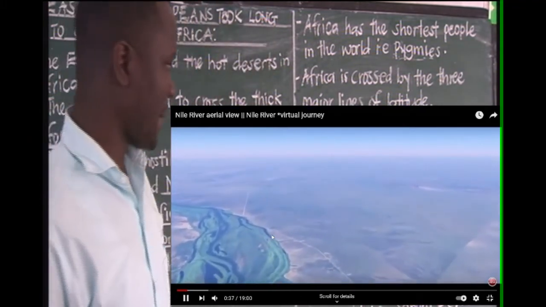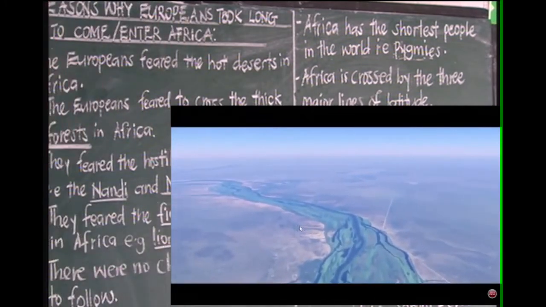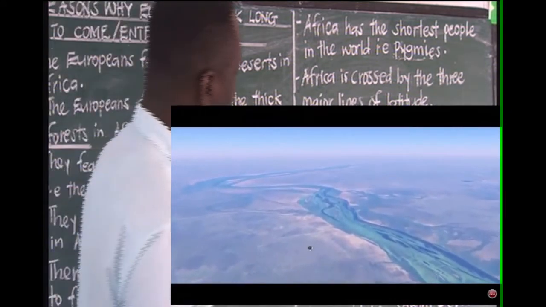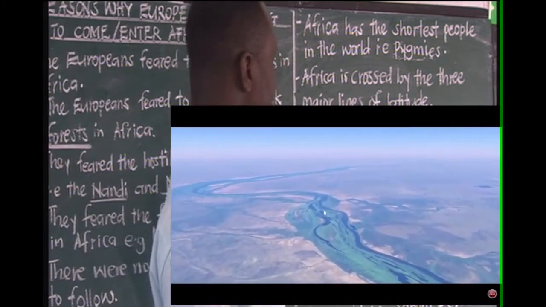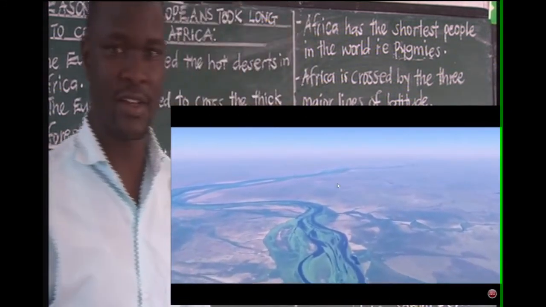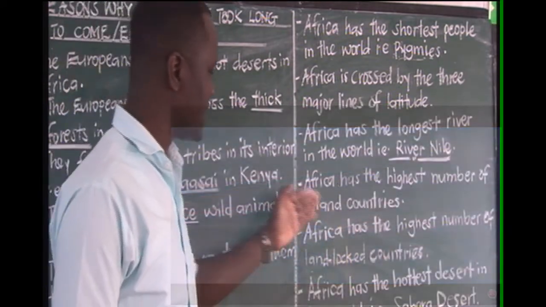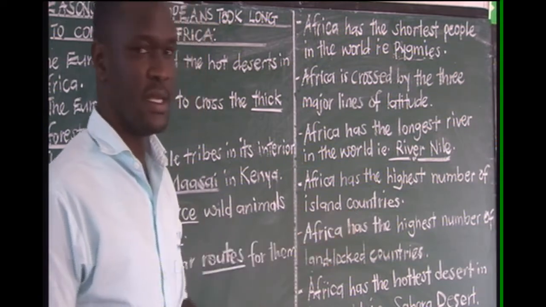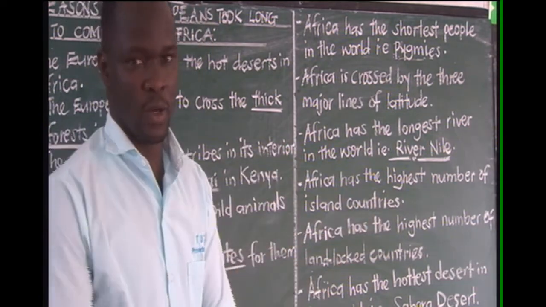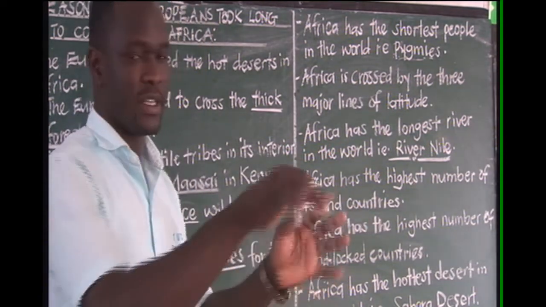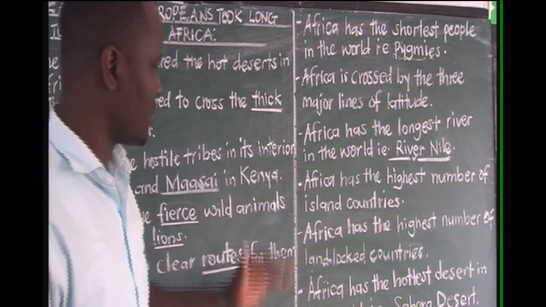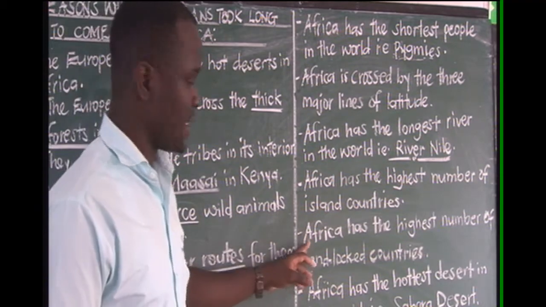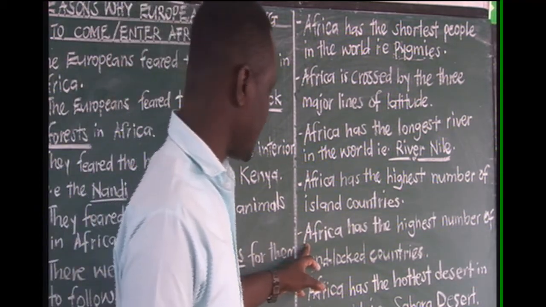It is in Africa. Next, we have another one which is saying that Africa has got the highest number of island countries. Africa has the largest number of island countries. Remember, an island country is that country which is surrounded by water. It is in a water body. So we shall be looking at those island countries when the time comes, in the next discussion, the next lesson.